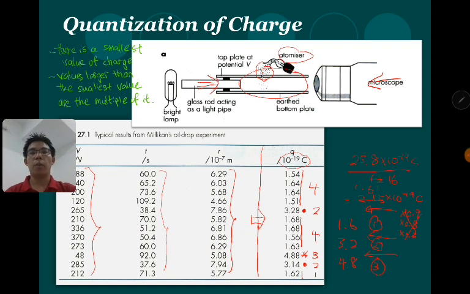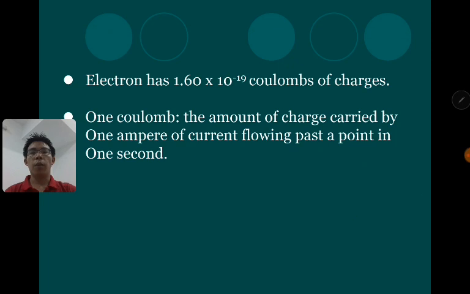And now let's move on. So we know that electron has charge of 1.6 × 10^-19 coulombs. Alright, so what does coulomb mean? There's a definition that you need to understand. Let's look at 1 coulomb. 1 coulomb basically is the amount of charge carried by 1 ampere of current flowing past a point in 1 second. Okay, 1 ampere and 1 second.